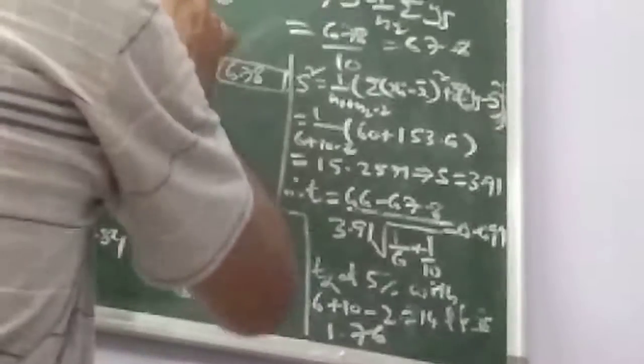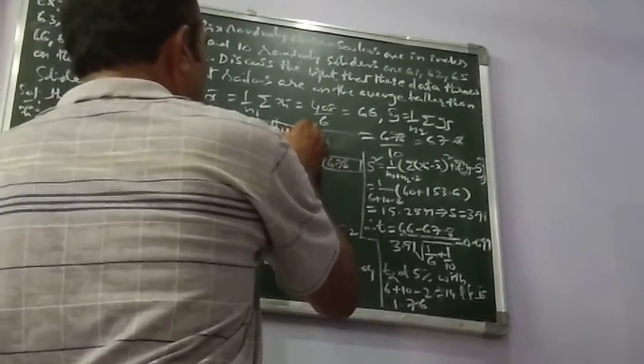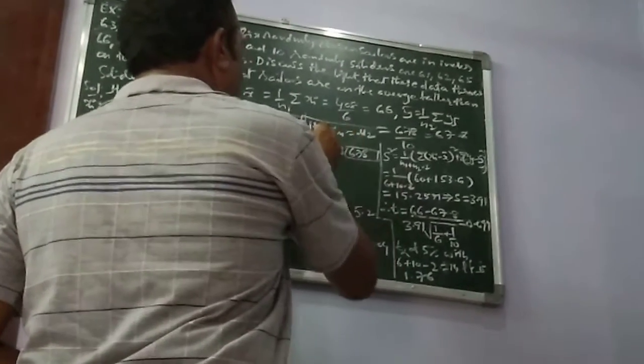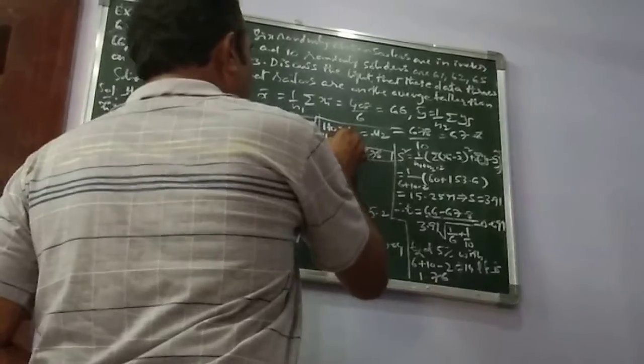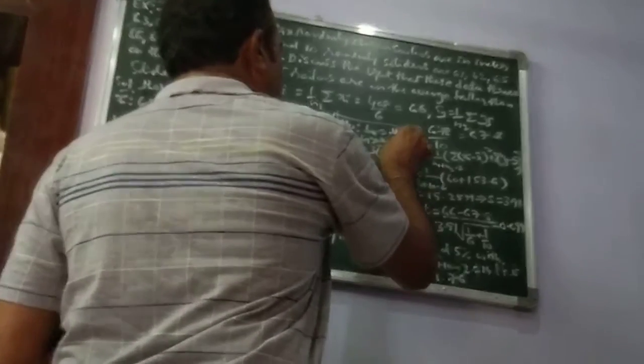So in this problem, what is the null hypothesis and what is the alternate hypothesis? Null hypothesis H0: mu1 equal to mu2. Alternate hypothesis H1: mu1 greater than mu2. This is the right tail test.